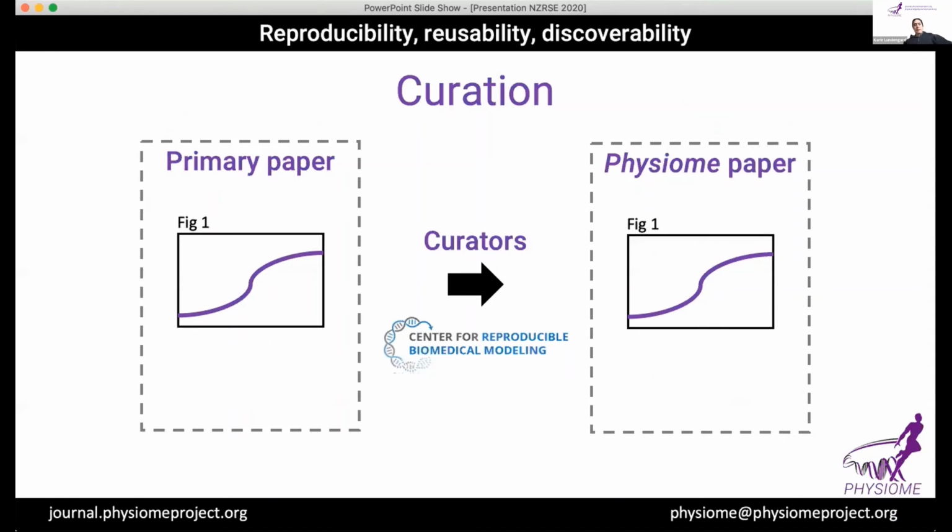The curation as it stands now is that we are curators. We're working together with the Center for Reproducible Biomedical Modelling, and we look at the results that are presented in the Physiome manuscript and the results that are presented in the primary paper, and make sure that they match what the output of the code is. And we have a look at making sure that there's math present in the code as well.